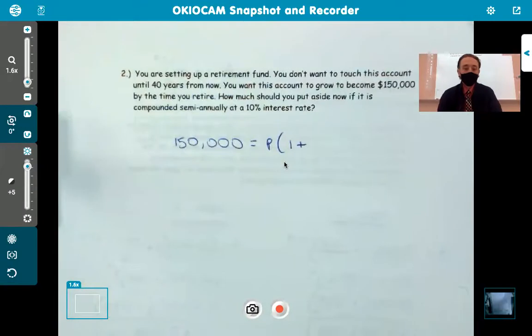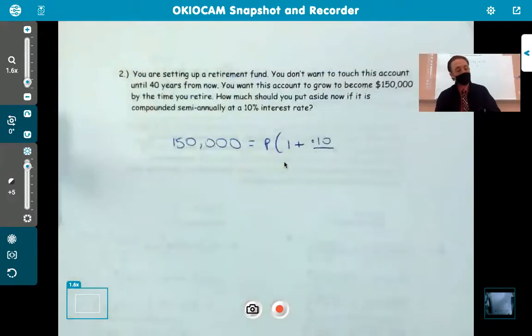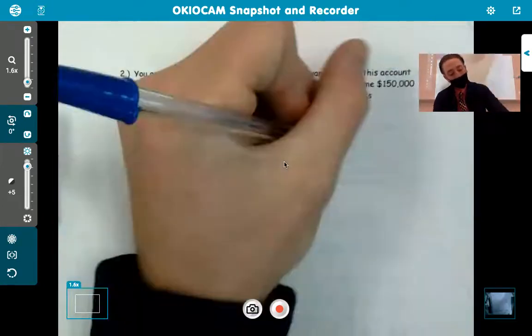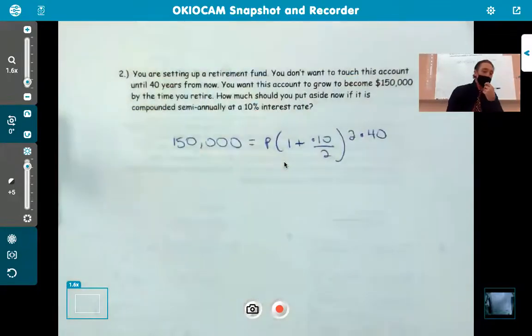What is the interest rate? 0.1. Divided by, it's compounded semi-annually. So what is the number of times there? 2. Raised to the 2 times, this is taking place over 40 years, so 2 times 40. Okay. Any questions about how I set that up?